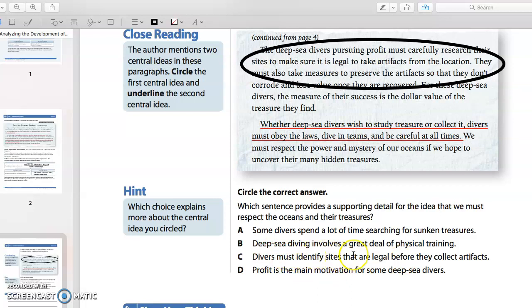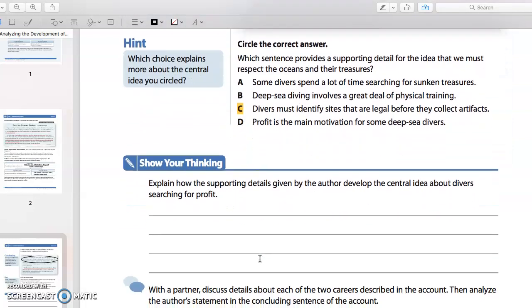Divers must identify sites that are legal before they collect artifacts. So that is actually showing respect for the ocean and the artifacts. So that's the strongest one right now. I'm going to highlight that one. Profit is the main motivation for some deep sea divers. That is, but when you think of profit, you're not really thinking of respect. So we're going to stay with C.